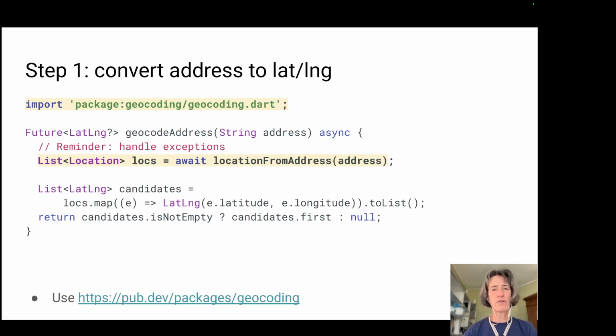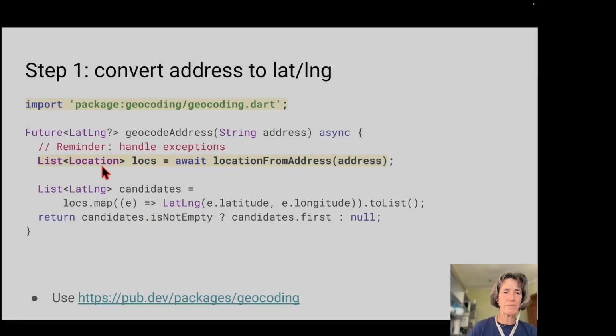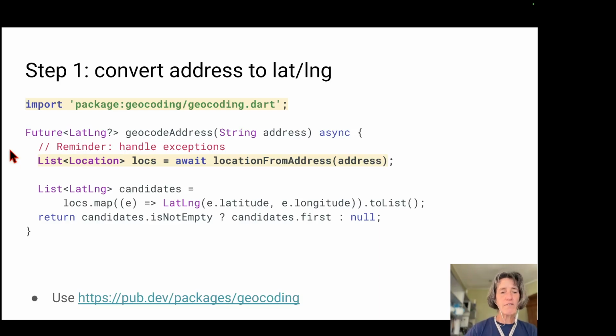Step number 1 was converting the address to lat and long. And I already told you I have a geocode address function here that takes an address as input and returns lat long. So this is the first time now I'm using a new third-party package called geocoding. Geocoding has a function called location from address that takes an address and returns a list of locations. Now, list of locations means it's a list of locations, not latitude, longitude.